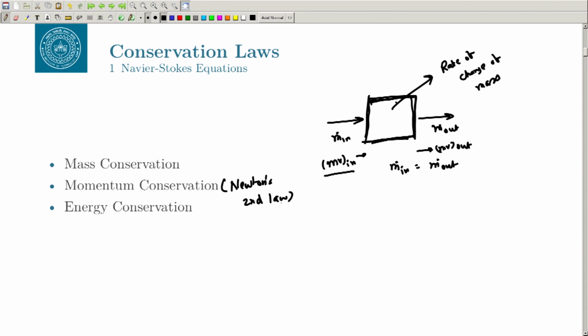And finally, you have energy conservation, that means following the first law of thermodynamics, which you have already discussed. If you are adding any heat, that will be used to do work plus increase the internal energy. Of course, this energy conservation is important only when there is a change in temperature, which is basically the case of compressible flow.